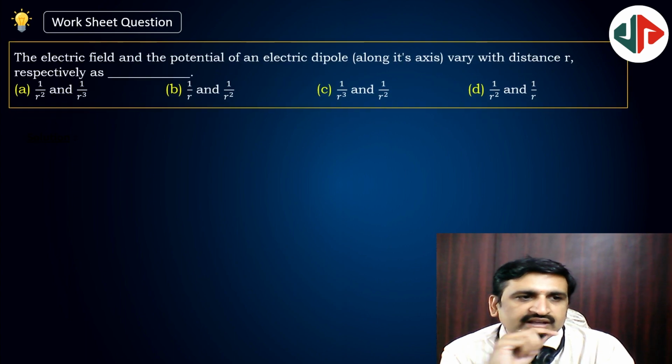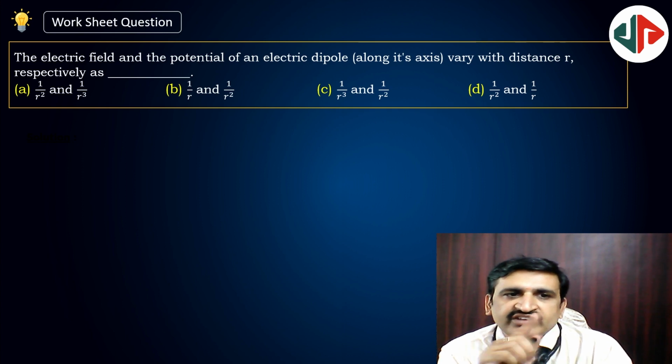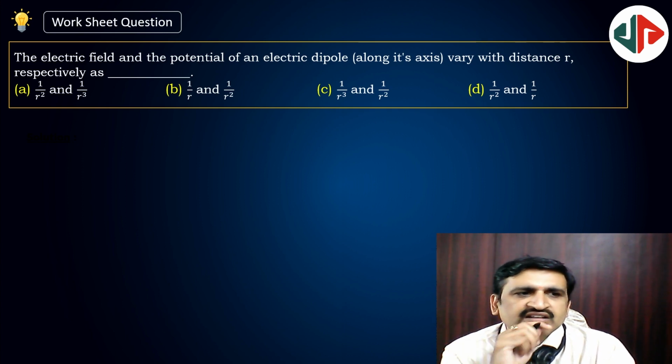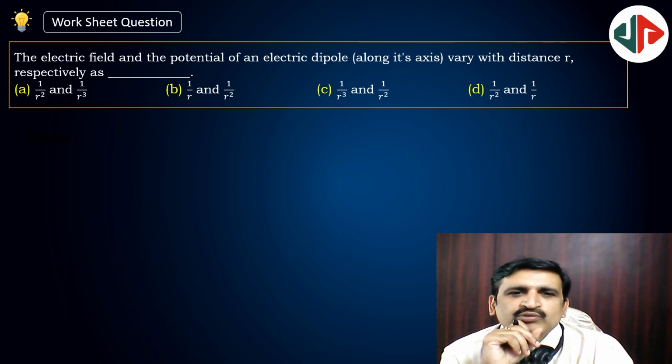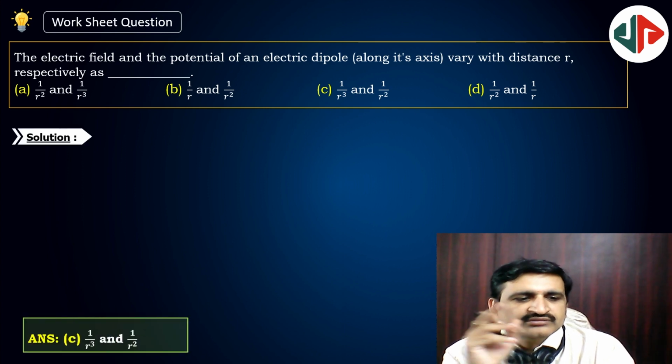So that one. Electric field and potential of an electric dipole vary with distance r. Electric field and potential of a dipole vary with r respectively. Okay, K dash P cos theta by D square minus A square, or D square minus A square cos square theta. So if you take the dipole expression itself, it is by r square for the potential, and automatically the field will be the cube. So that should be option C.